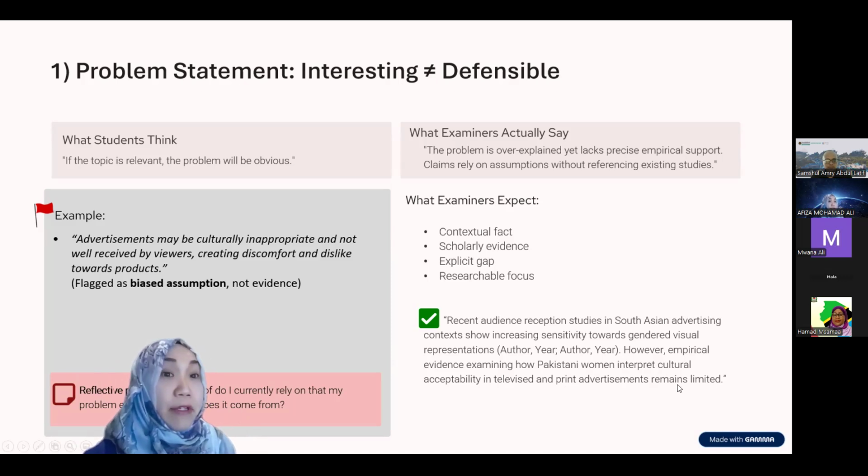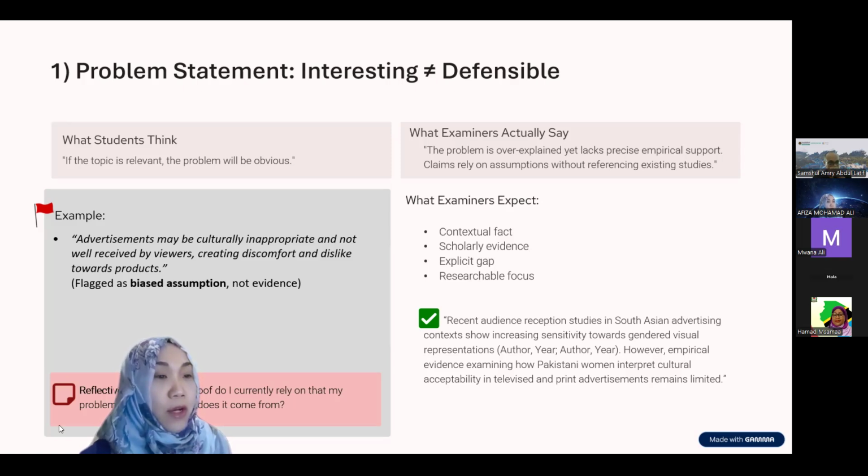Limitation can also be a reason why it's not a problem at all to start with. So be sure that you have proof to rely on for where your problem exists and where those problems come from. Once the problem is defensible, your literature review must earn that. Once your problem is defensible, inshallah, alhamdulillah, all of you have passed your proposal defense. That means the problem statements were very clear. So your literature review must be there to support that.